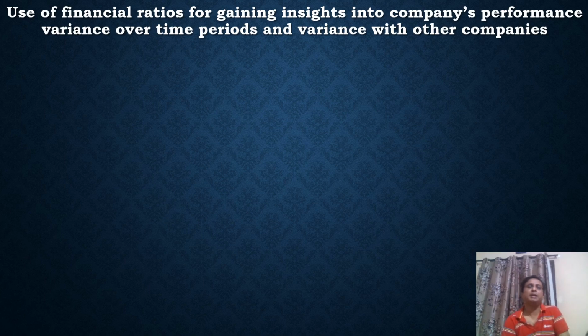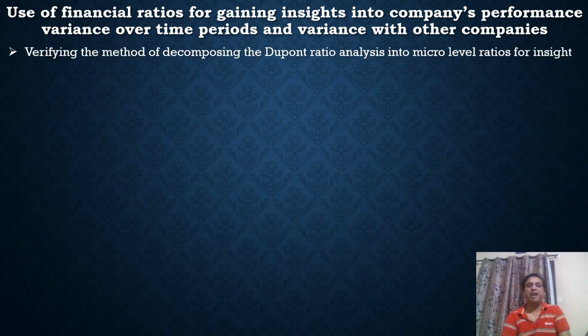Welcome to this second episode on the use of financial ratios for analyzing companies' performance or comparison of companies' performances. Use of financial ratios for gaining insights into companies' performance variance over time periods and variance with other companies. Verifying the method of decomposing the DuPont ratio analysis into micro-level ratios for insight.